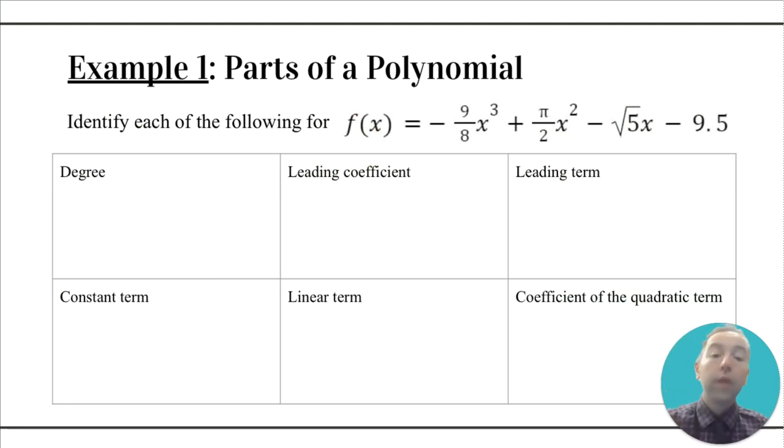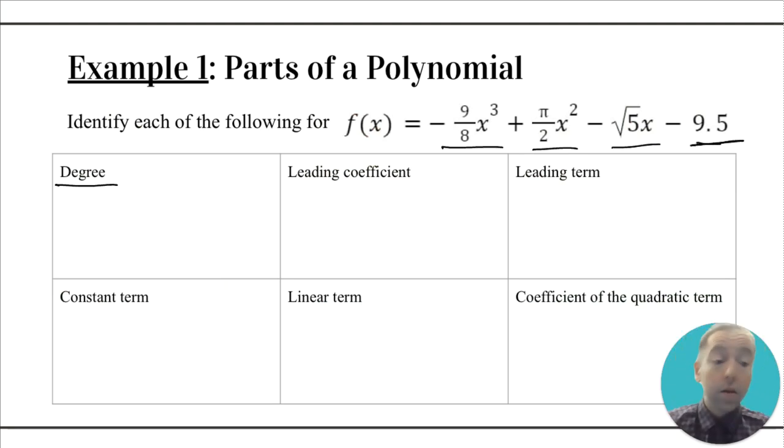Looking at some examples of this terminology, we're asked to identify each of the following for f of x equals negative 9/8 x to the 3rd plus pi over 2 x squared minus square root of 5 x minus 9.5. One thing we're asked for is the degree. That means the highest exponent of all of the terms. So this is a degree 3 term, a degree 2 term. This is a degree 1 term.